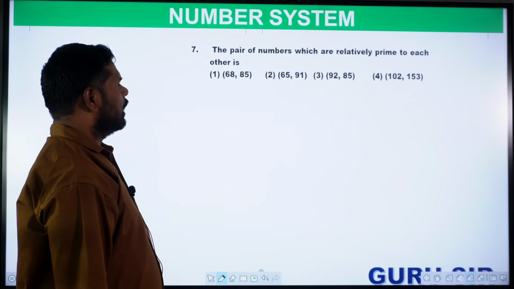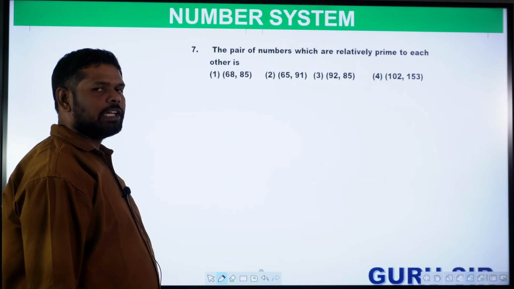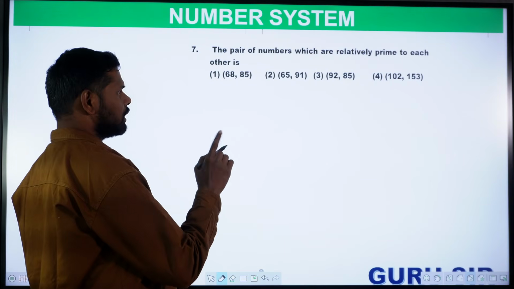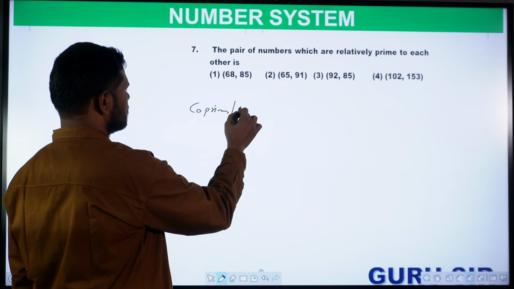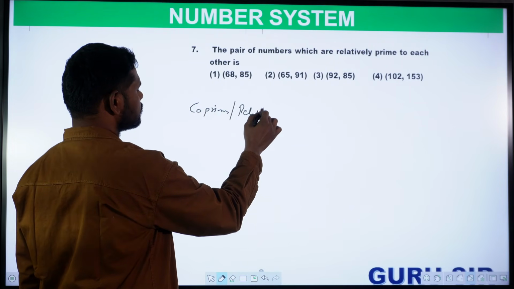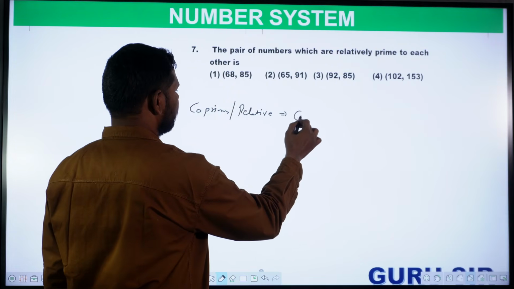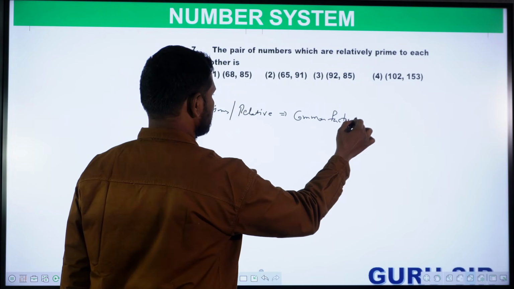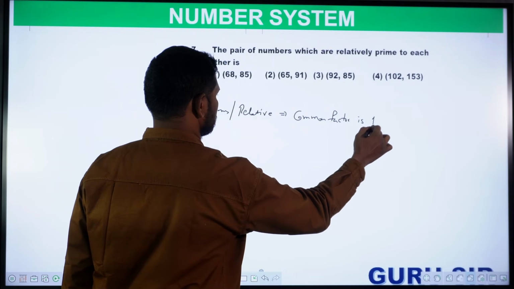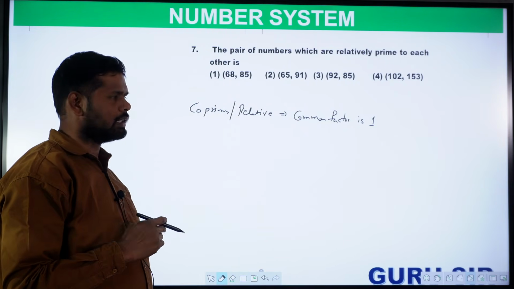Next one. The pair of numbers which are relatively prime to each other. Relative prime or co-prime, both are the same. Co-primes are relative primes, nothing but the common factor is 1. If the HCF or GCD of any two given numbers is 1, those are called co-primes. We already discussed this.